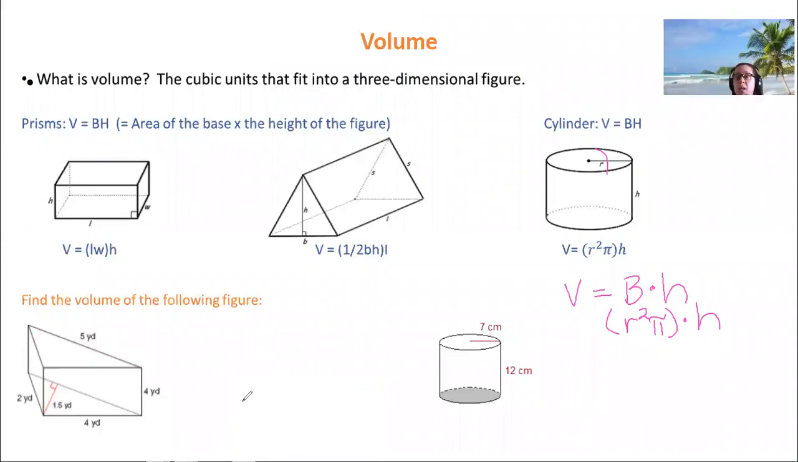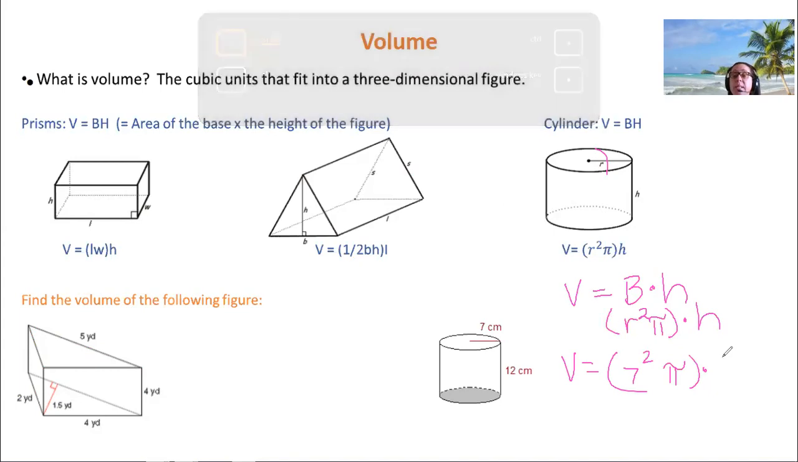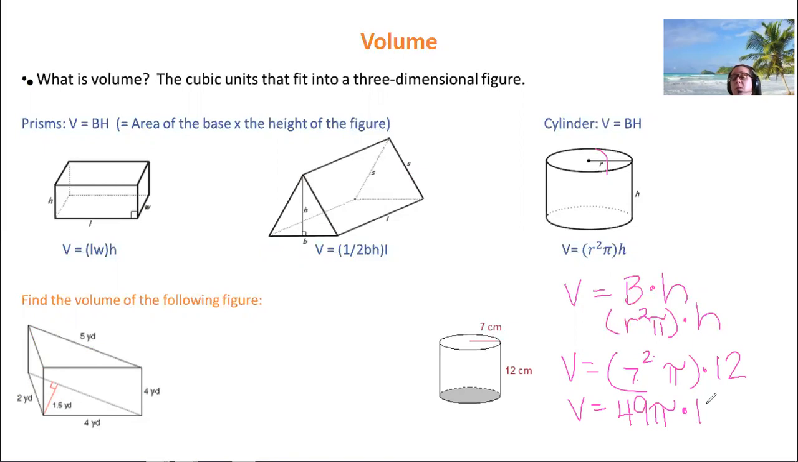So let's talk about this one. What is my radius? What am I going to put in there for my radius? I know pi stays the same. What's my radius? 7. Yep, 7 is my radius. So I'm going to go 7 squared times pi. And then what is that 3D height? What gives my cylinder that 3D shape? That would be 12. So I'm going to go 7 squared, which is 49, and then I'm going to take that 49 pi and multiply by 12.